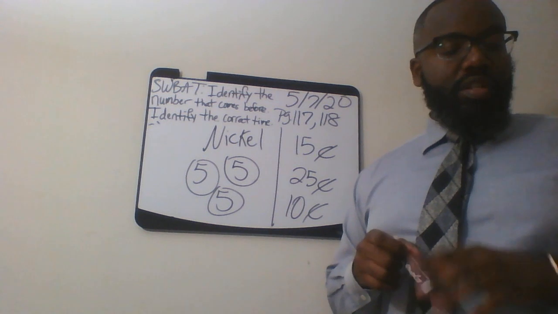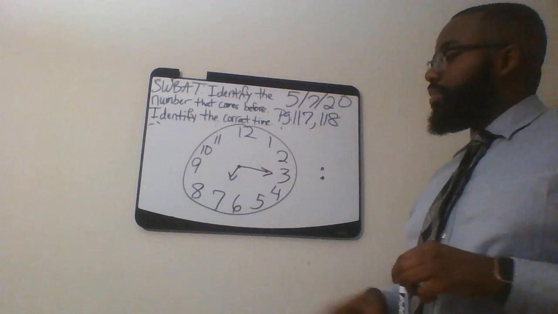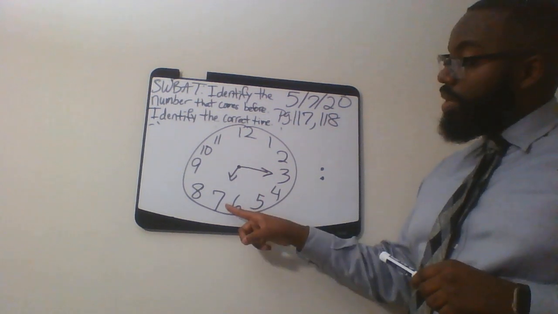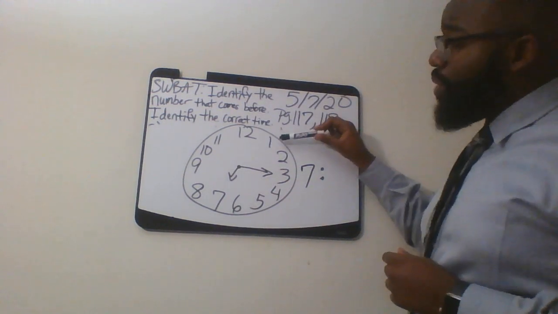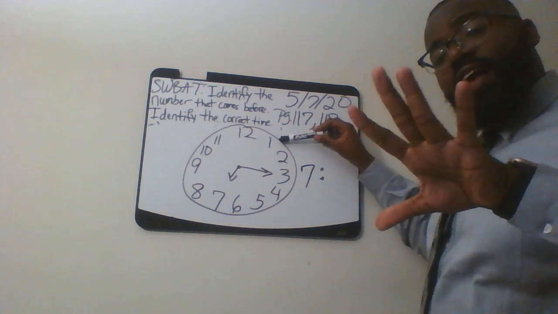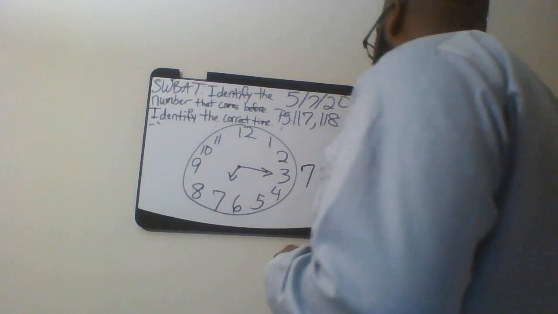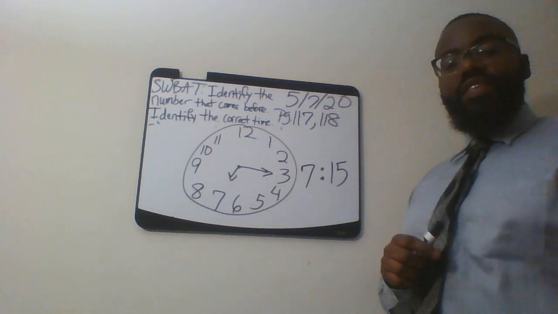Let's move on to the next one, number 5, asking us what time is it. Now, let's get started with the hour hand. We notice the hour hand is pointing to what number? 7. Now, the minute hand is pointed to 3. Start from 1, and we already know we count by 5. 5, 10, 15. So the time for this particular clock is 7:15.